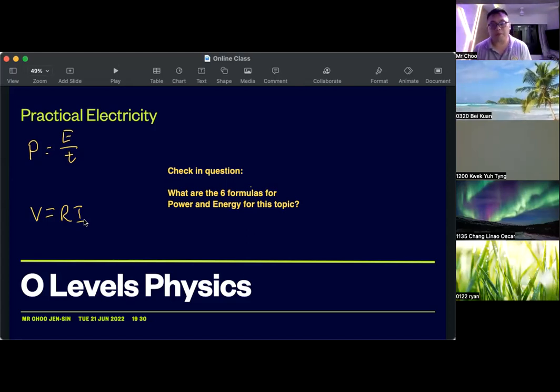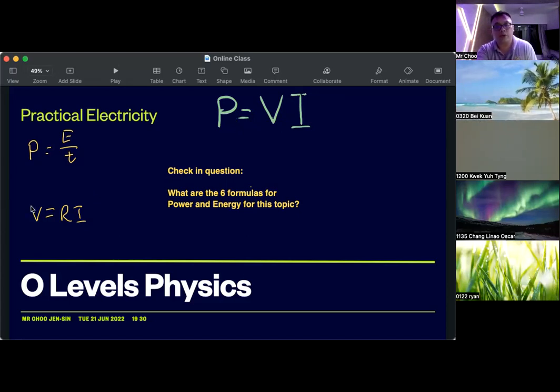For this topic, you only need to remember one formula. What's the one formula that you need to know? I will do it in bold. Power equals VI. To calculate the power of a device, you just need to get the product of its voltage and its current. Is that clear?